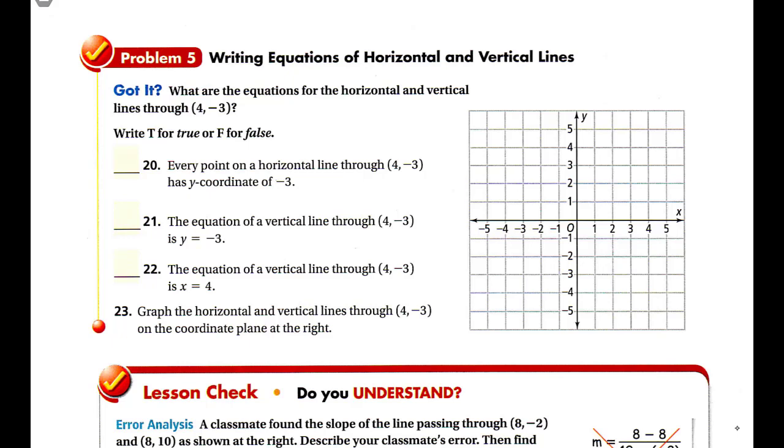So true or false for 21 through 22. Every point on a horizontal line through 4, negative 3 has a y coordinate of negative 3. That will always be true. Anytime you have a horizontal line, the y coordinate never changes. The only thing that does change is the x coordinate.